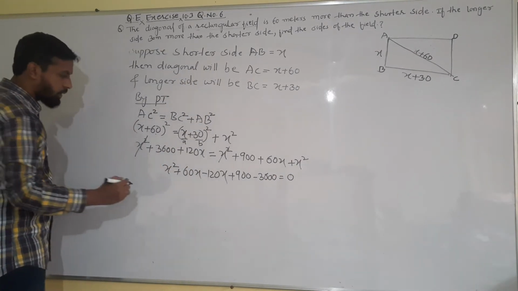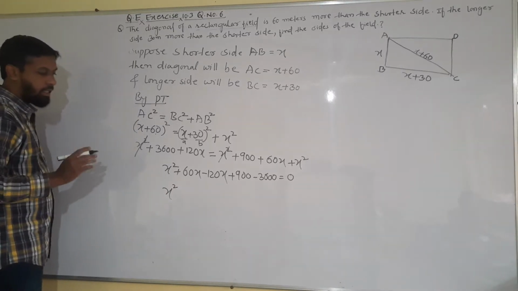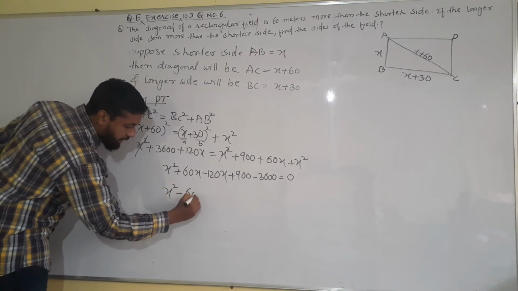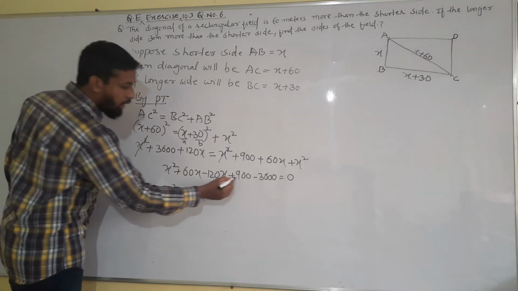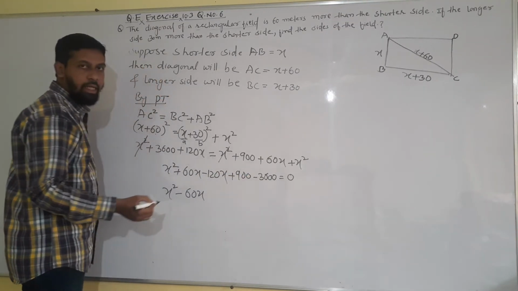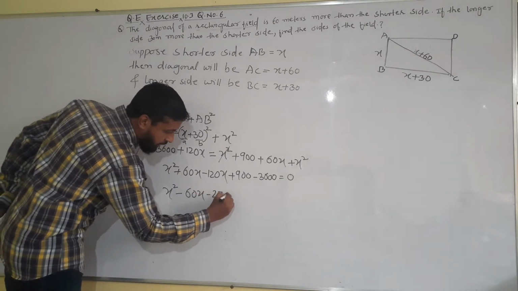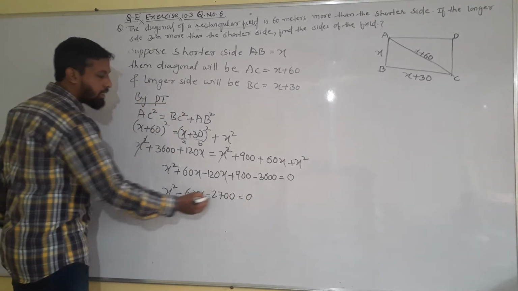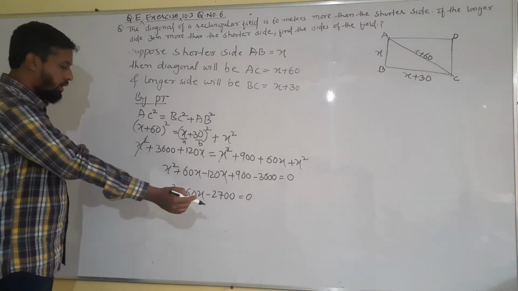Now this will be x square as it is. 60 minus 120 is minus 60x. Then here 900 minus 3600 will be minus 2700 is equal to 0. This is the required quadratic equation. Now we find the value of x.